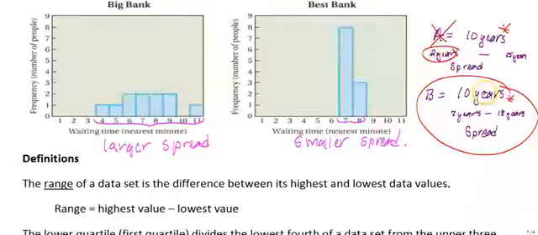So that's one measure of variation. Over here, if I looked at the transmissions, the range for car A would be 15 minus 2, so the range would be 13 years. The range for car B would be 11 years.